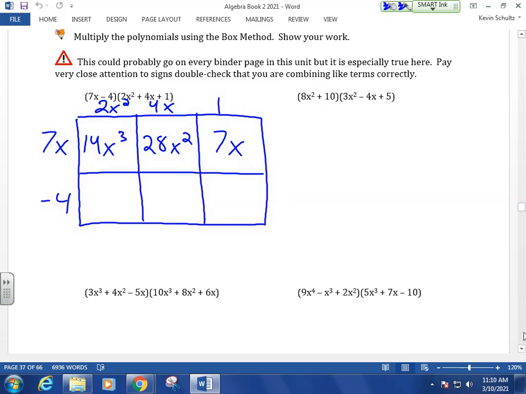The bottom row, 2x squared times negative 4 is negative 8x squared. 4x times negative 4 is negative 16x. And 1 times negative 4 is negative 4. A lot cleaner than drawing all the lines, right?